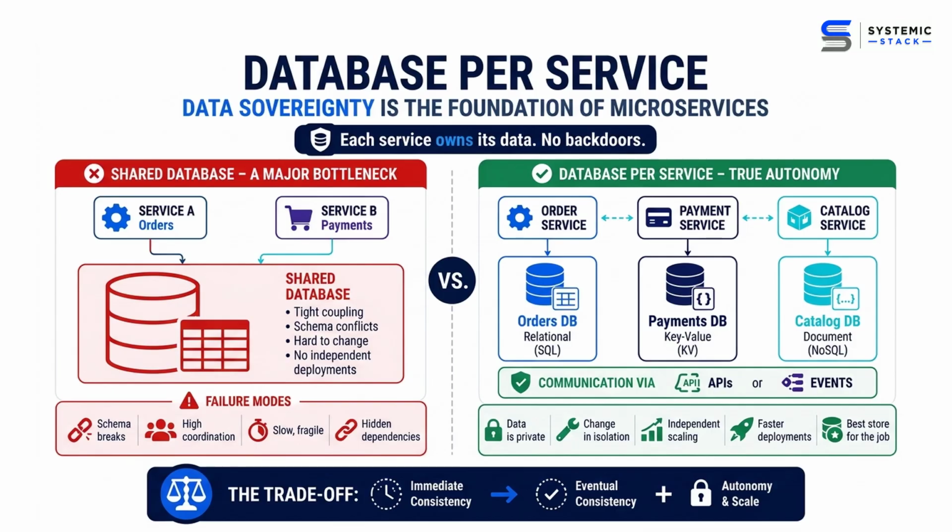When you split your data, you can't easily use traditional SQL joins or transactions across services. If you try to force them, you'll end up with a slow, fragile system. In an interview, you should talk about how you'd handle this using eventual consistency or patterns like sagas. You have to trade off that immediate consistency for the freedom of independent scaling. It's a classic architectural trade-off. By keeping data private, you prevent backdoor dependencies that would otherwise turn your clean microservices back into a tangled mess over time.